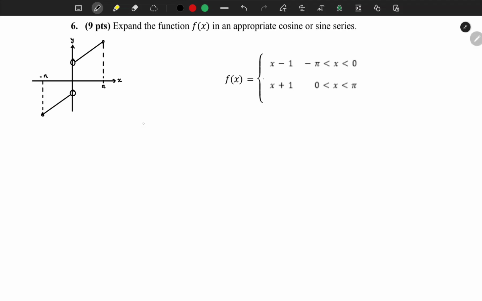So if we do f of negative x, for the following function x minus 1, we'll have negative x minus 1, which is equal to negative f of x, right? So it's odd.